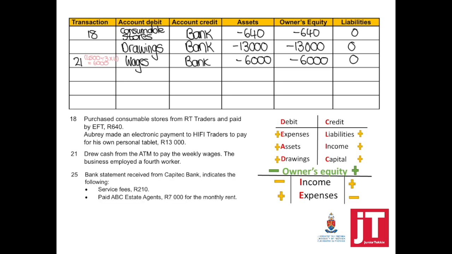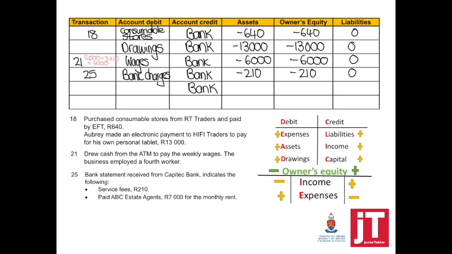On day 25, the bank statement received from Capitec indicates the following. So the first transaction was the service fees, 210. Remember, it cannot be shown as service fees. From the CPJ, bank is always credited. Bank charges is debited. Assets will decrease because bank is classified as a current asset. And bank charges is classified as an expense which will increase but will have a negative effect on your owner's equity. Nothing happened with your liabilities.